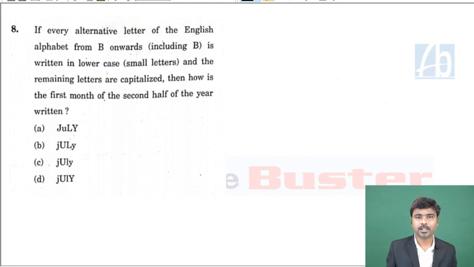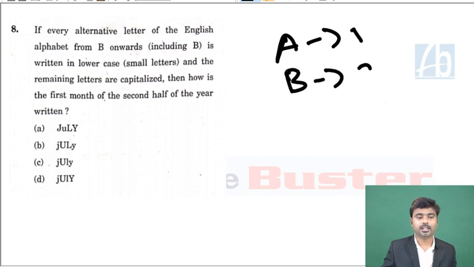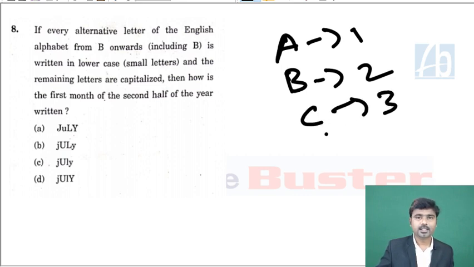In this question, it is July, so we need to find out the odd-numbered letters. A is the odd letter, B is the even letter, in an even place, C is in an odd place, like that. J is the 10th letter, so J should be a small letter, so we can eliminate the answer choice A.